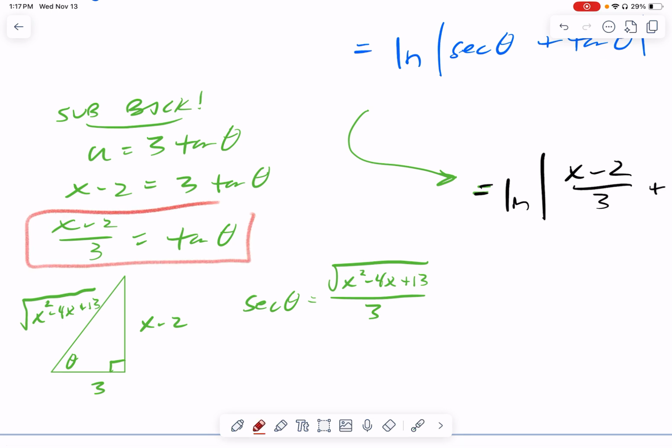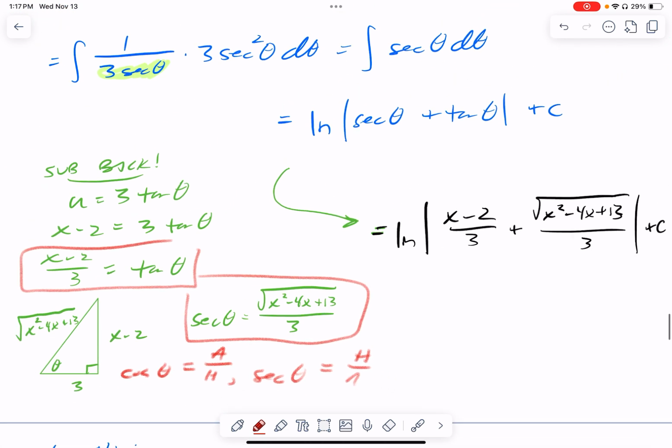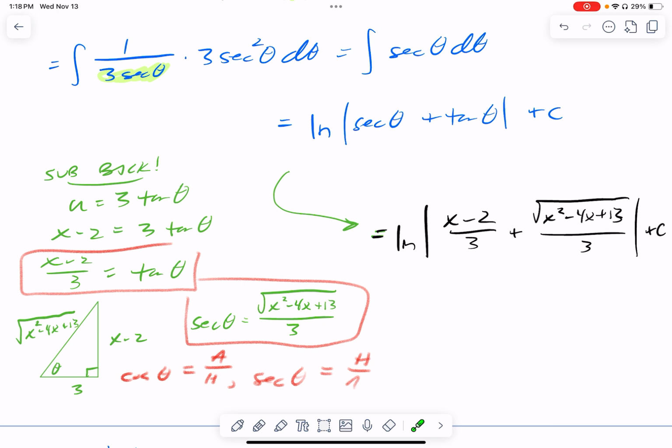And then secant: cosine theta is adjacent over hypotenuse, so secant theta is hypotenuse over adjacent, which is this expression here. So in terms of theta, it's the rather elegant looking, all things considered, natural log of secant theta plus tan theta. Here I have to sub back in and it's looking pretty ridiculous. But this is our antiderivative. And I have done the work to check it.